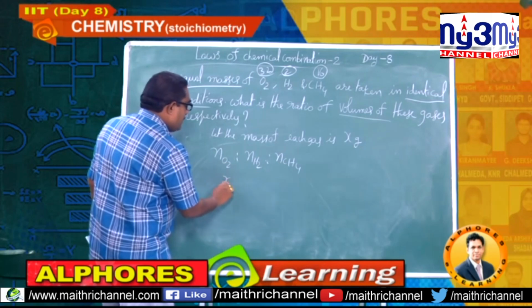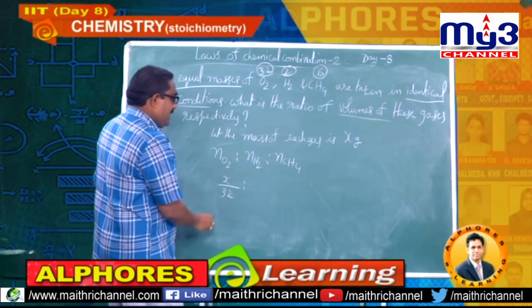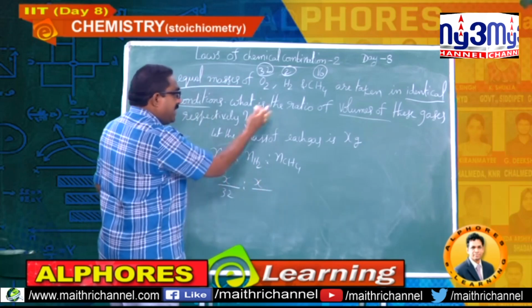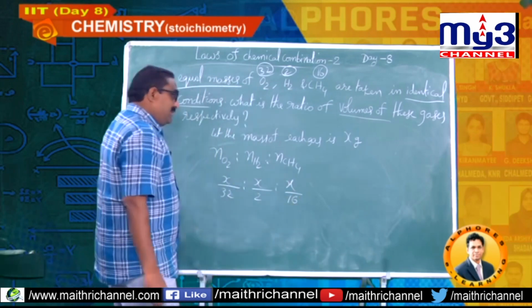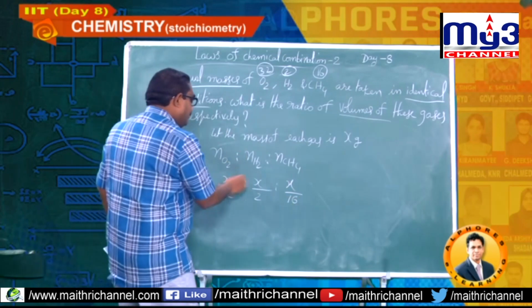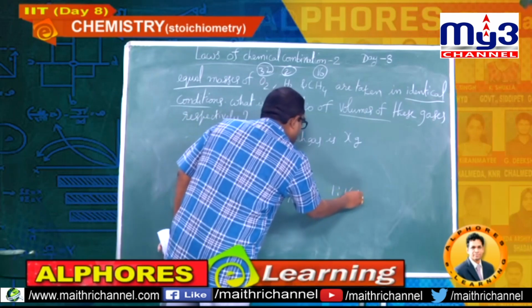X is the mass of oxygen, molar mass 32. X is the mass of hydrogen, because the mass he has given is the same, 2, so X divided by 16. If you take the ratio, that ratio is 1:16:2.